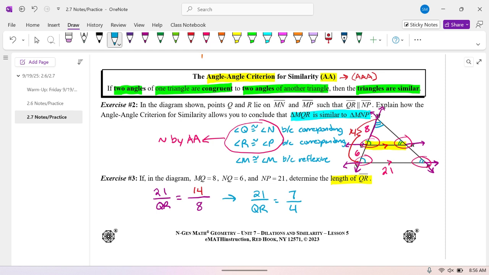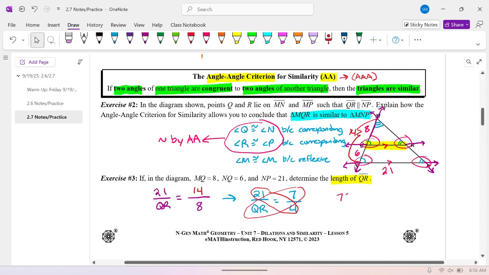So, since this is kind of a weird fraction, we're just going to do some cross multiplying. All right. So I'm going to do 21 times 4 and QR times 7. So 7 times QR should be equal to 84.